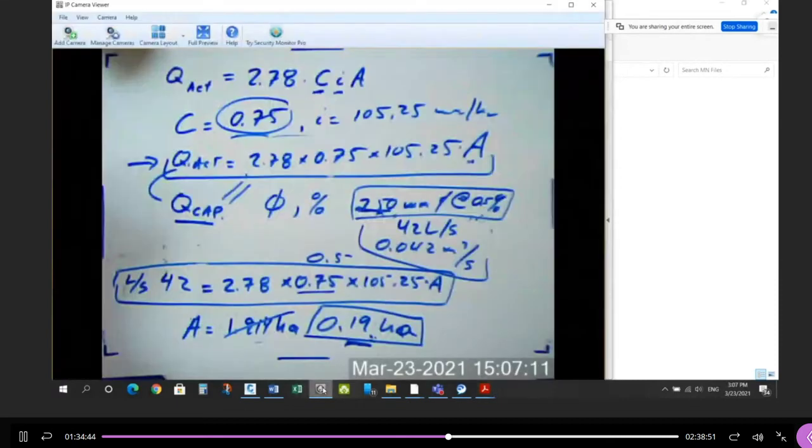Okay, does everybody understand that process? And that's why in Milton, they don't show the drainage area for each pipe in the backyard. They only show it for the street.